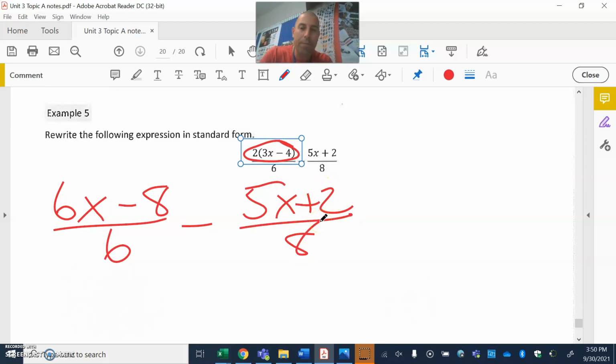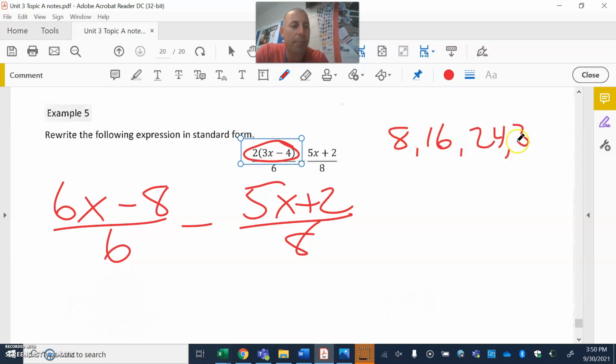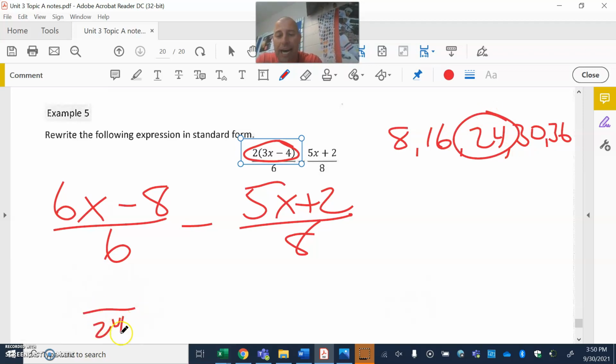So I see the 6 and the 8. I don't want to use 48. Just don't multiply 6 times 8 and get 48, because the simplifying is going to be a hassle. If you want to go with the larger number and list them out, you can, but we would really like you to be able to go through your multiplication facts. For 6 and 8, the smallest number we can divide them both into is 24. So 24 is going to be my common denominator.